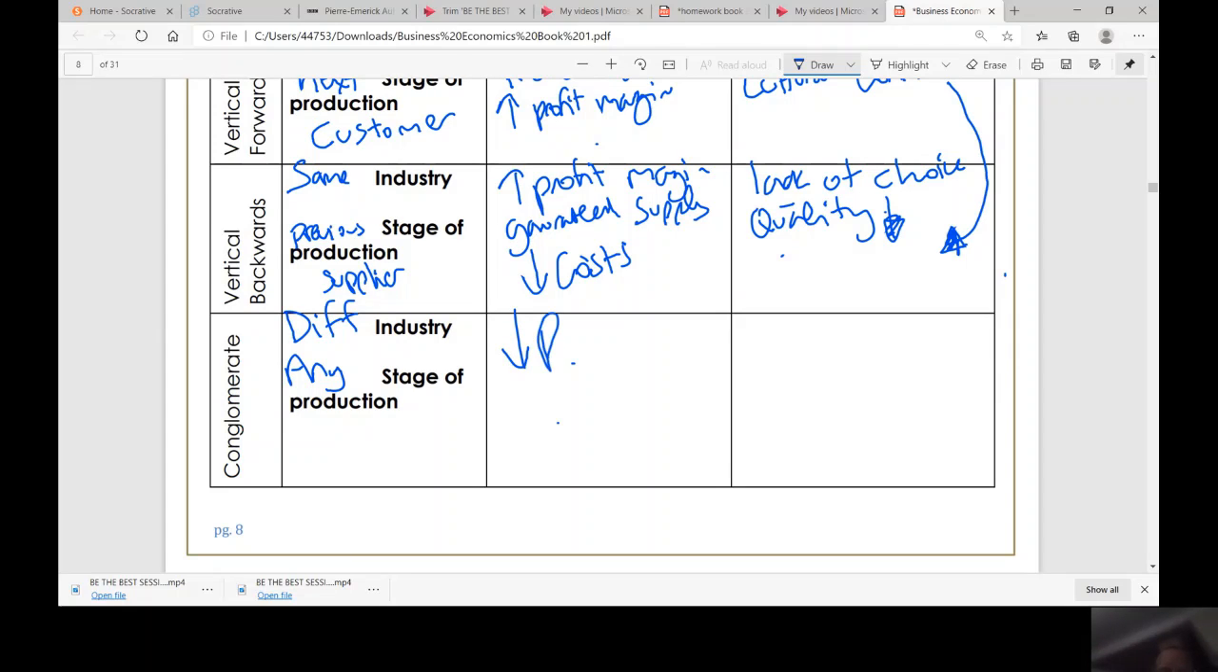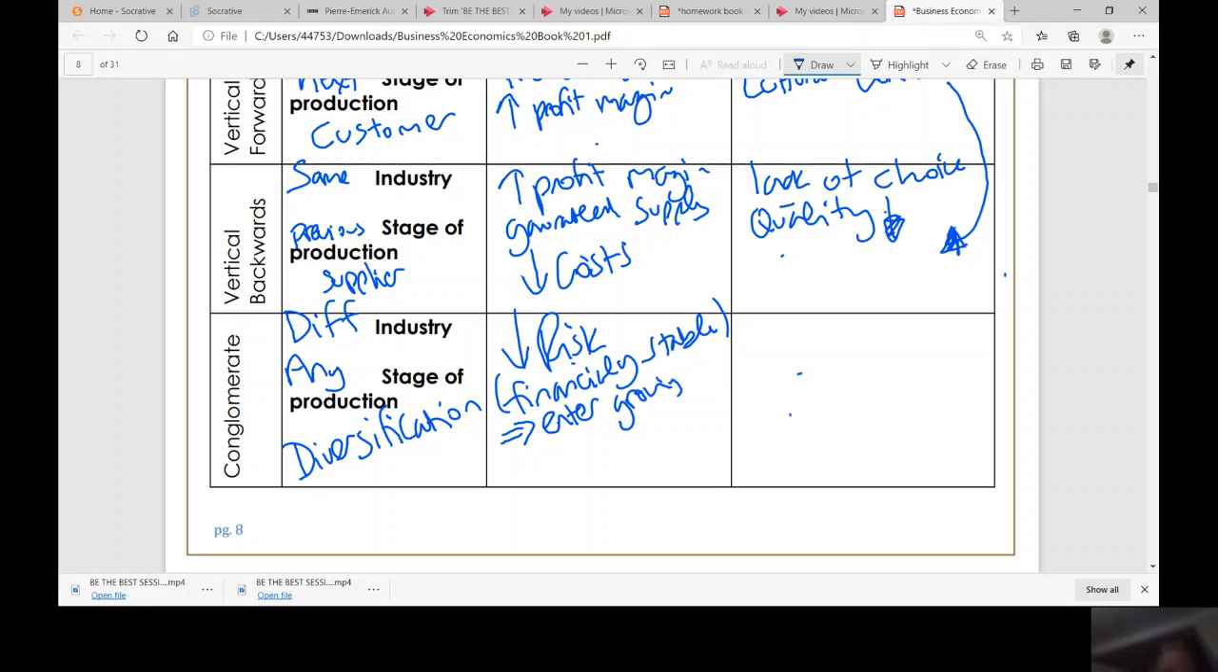Different stage, any stage of production. The key reason for this is to reduce the risk of a business. So in business studies terms, this is sometimes called diversification. That's not an economic key term. It's a business key term, but if you do business, it'll make sense to you. And this is about reducing the risk of the overall business, because if you're in multiple markets, then it allows you to be more financially stable. Sometimes what it allows businesses to do is to enter growing markets and leave shrinking markets.